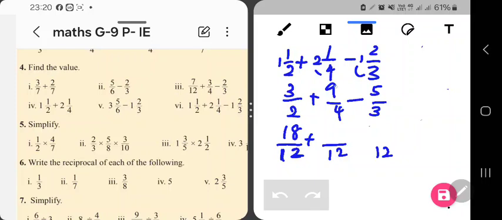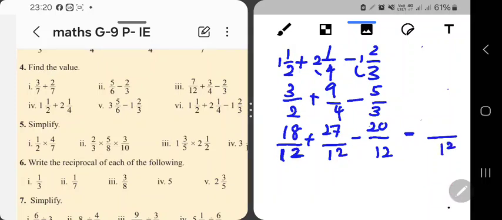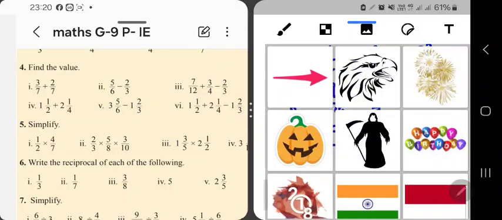4 times 3 is 12. Then likewise 9 times 3 is 27. And then minus 3 times 4 is 12. Likewise 5 times 4 is 20. Now you can easily calculate this. 12, 18 plus 27. 18 and 27, how much? So you can calculate that here. 18 and 7 is 5.